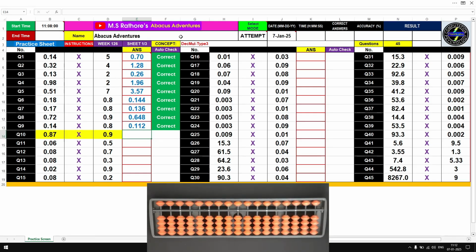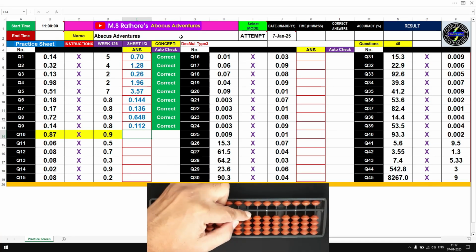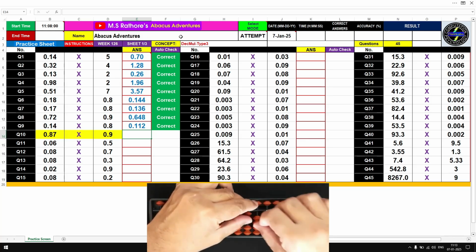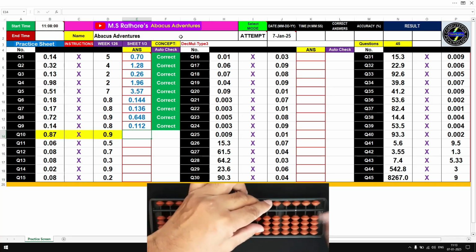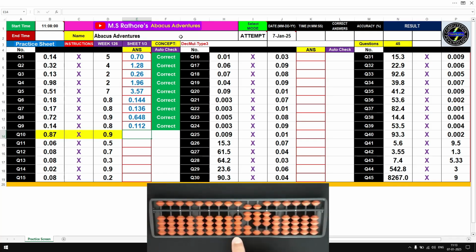Question number 10, 0.87 multiplied by 0.9, beginning from rod number 0. Since there is a 0 in the integral part of the multiplicand and a 0 in the integral part of the multiplier, and the question has 3 decimal places, our answer should have 1 digit in the integral part and 3 decimal places. From right to left it becomes 9 multiplied by 87, 9 eights are 72, 9 sevens are 63, and the answer is 0.783.